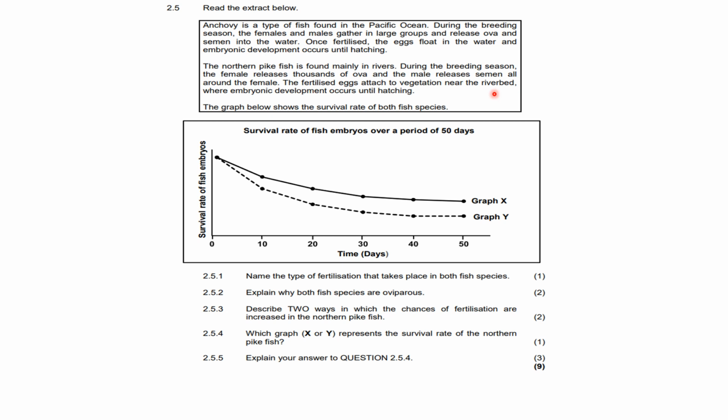So if you were to explain that, you would say that because the fertilized egg, after fertilization, in northern pikefish, attaches to a nearby vegetation so that the embryo can develop. So that thing acts as a protection for that developing embryo. It acts as a protection against the predators. So it will be protected from the predators, and at the end of the day, the survival rate is high.